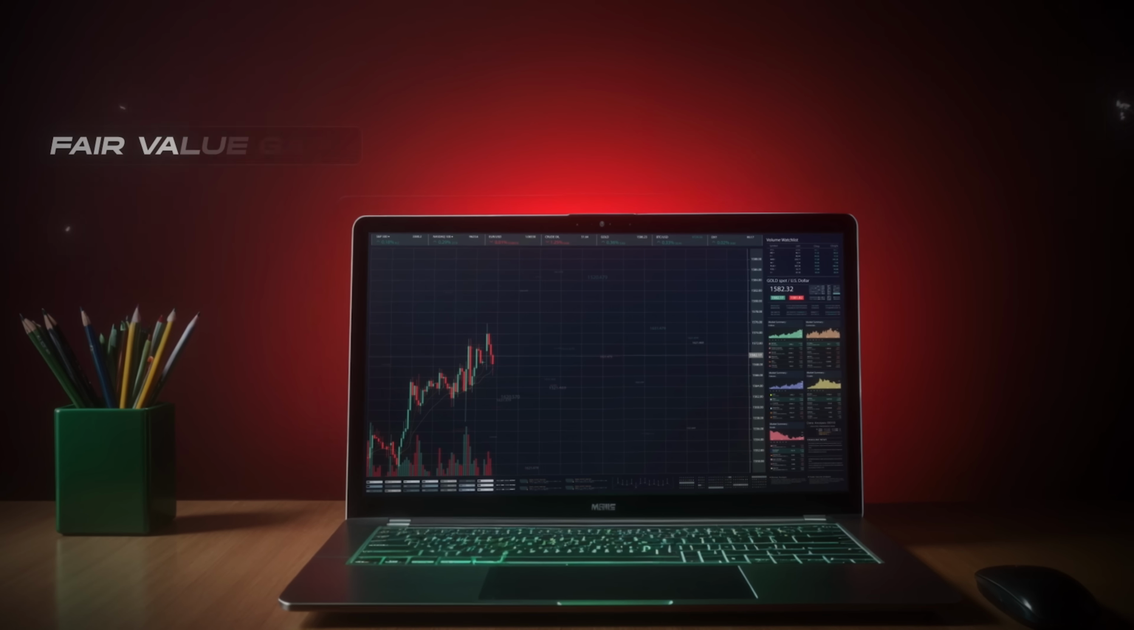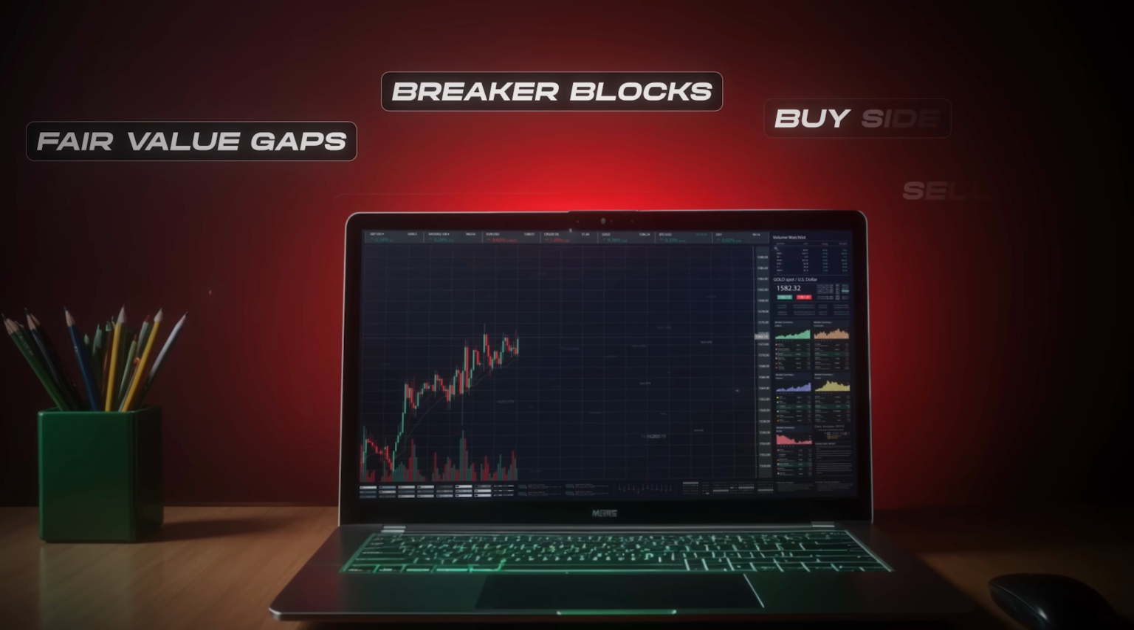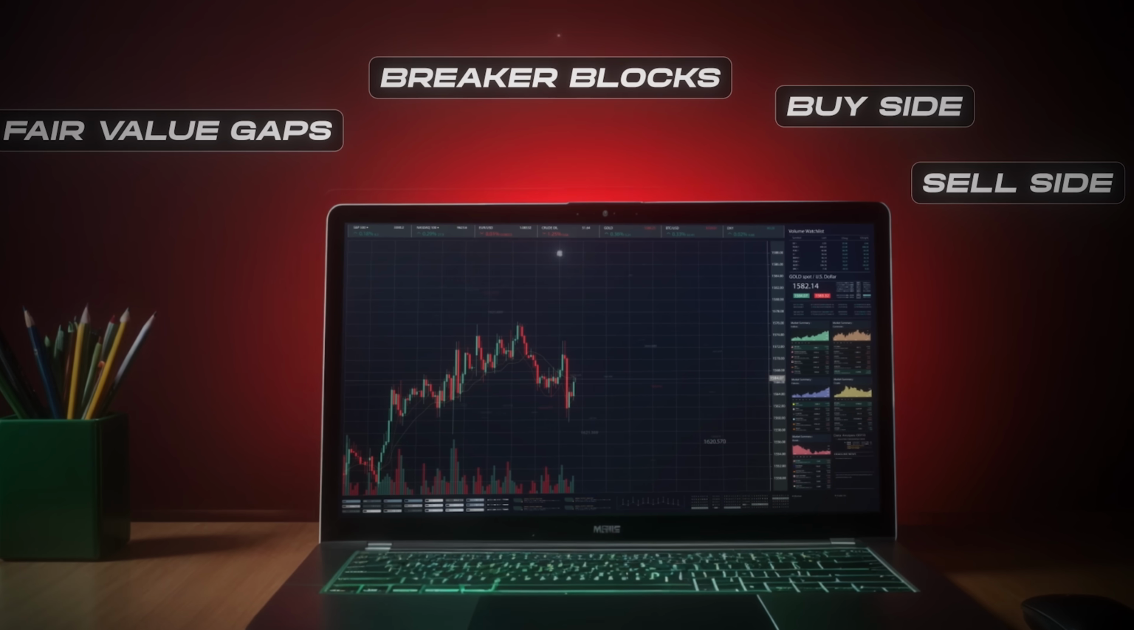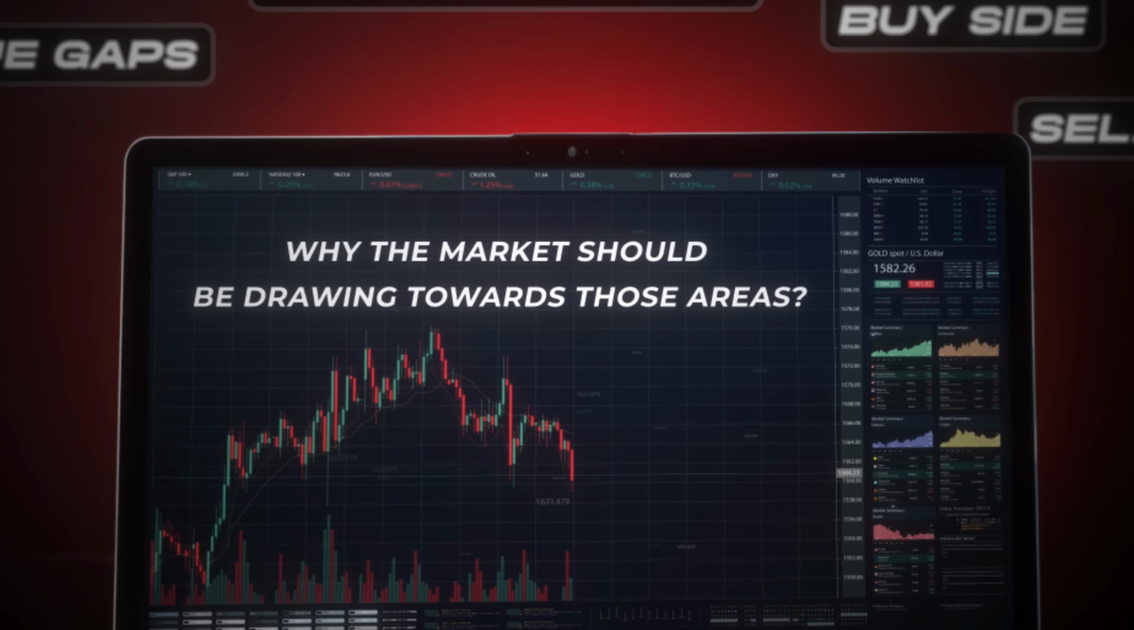A lot of the time, I find myself seeing newer ICT traders looking for random fair value gaps, taking trades off of random entries, because they don't understand that context is the most important part of ICT concepts. Fair value gaps, breaker blocks, buy side, sell side, it means absolutely nothing unless you have some sort of context as to why the market should be drawing towards those areas.